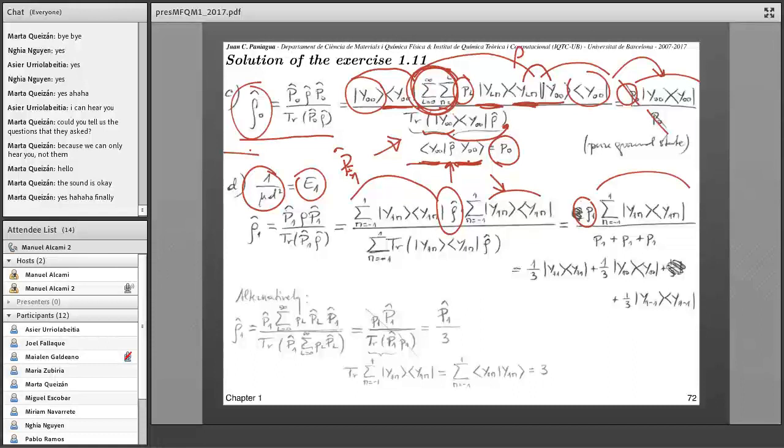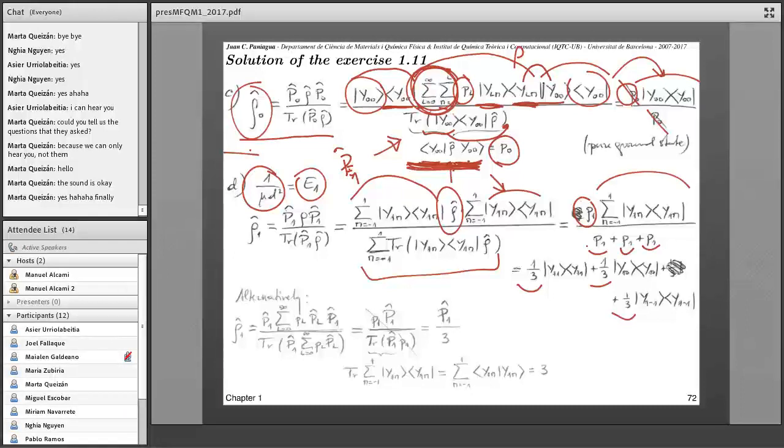And in the denominator, same thing. We have terms like this one for the three states corresponding to L equal 1, and the three have the same probability P1. So at the end, we can simplify P1, and we obtain 1 over 3 multiplied by the sum of the three projectors of these states.